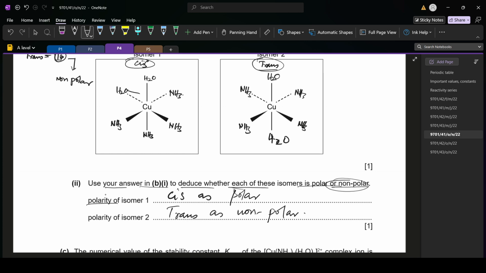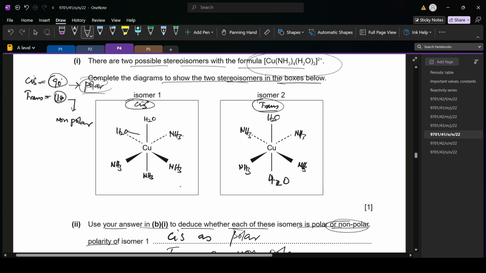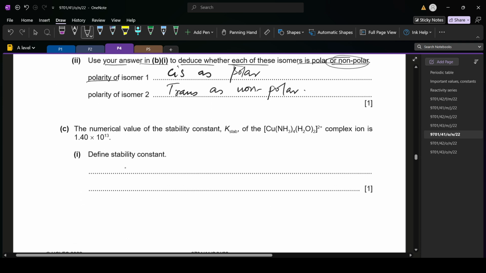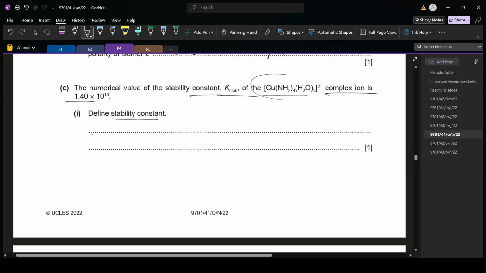Okay, this is your answer. Now, the numerical value of the K stability of this complex ion is 1.4 × 10^13, and this is a high K stability value. Define the stability constant. It is the equilibrium constant for the formation of complex. Okay, so let's write the definition.